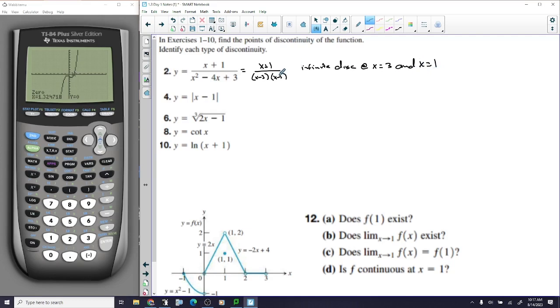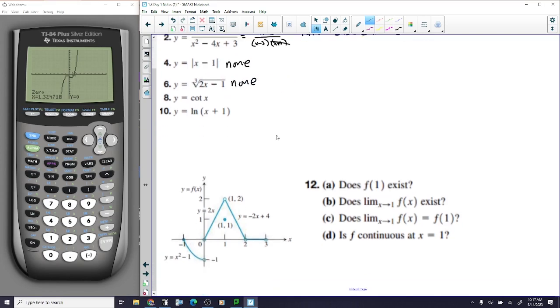Now let's say, for example, let's change this a little bit. What if this was a plus 1 and these canceled? Now that's a hole in the graph. So this would be a removable discontinuity. There's nothing that we can't take the absolute value of, so there are none. There are no discontinuities here. We can take the third root of anything, so there are no discontinuities there, and that's probably good for now.